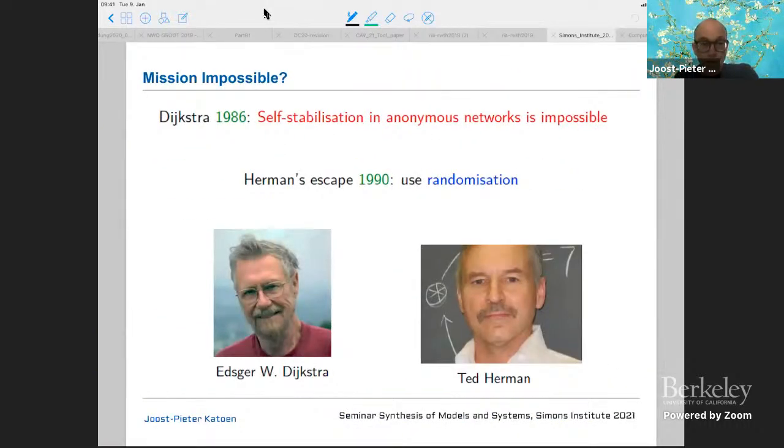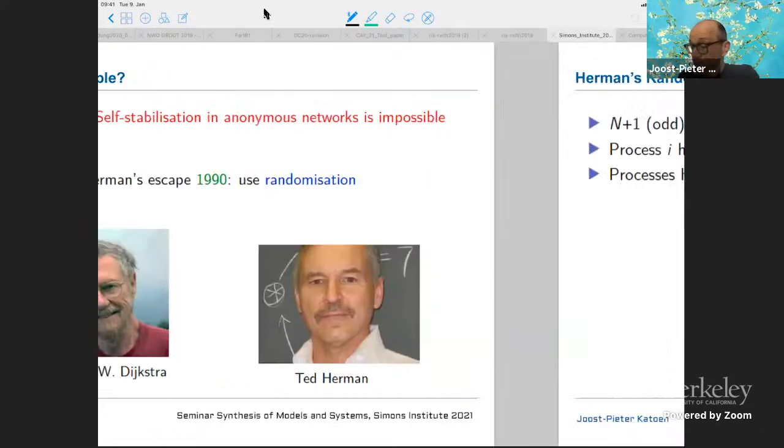So there is this seminal paper by Dijkstra in the mid-80s who showed that self-stabilization in anonymous networks, networks where you cannot, say, use the identities of the nodes, is impossible. So this is an instance of such an impossibility result like Fischer, Lynch, and Paterson in distributed computing. And the solution by Ted Herman was, why don't we use randomization?